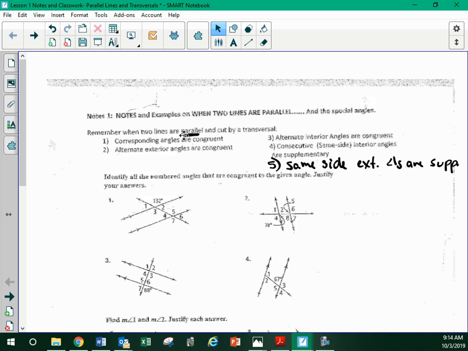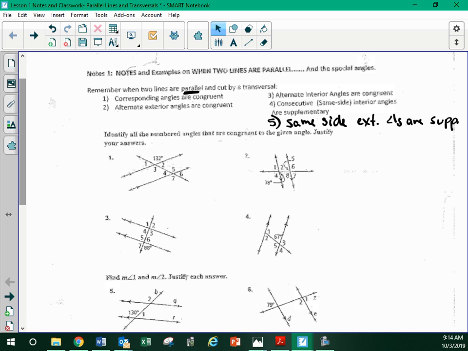Okay, so our first one here just says identify all the numbered angles that are congruent to the given angle and justify your answers. Let's go ahead and do number 1 together. So they gave us 132 degrees here, and it said to identify all that are congruent. So what else do we have as congruent to angle 132? 3, 5, and 7, I've heard. Do we agree? 3, 5, and 7, we're okay with that? Okay, so let's talk about each one individually.